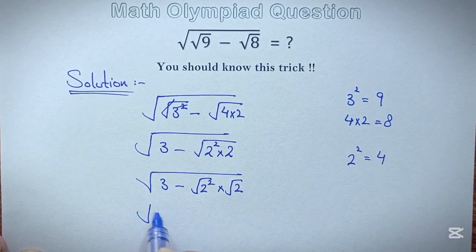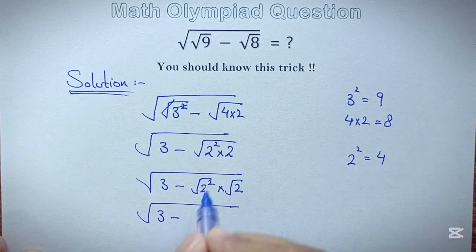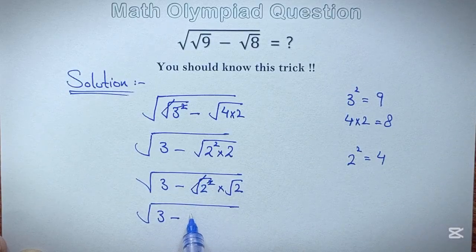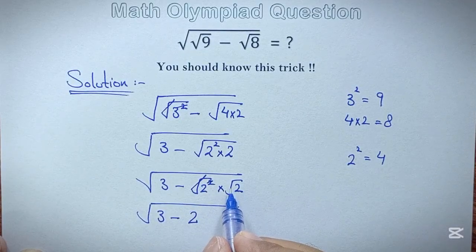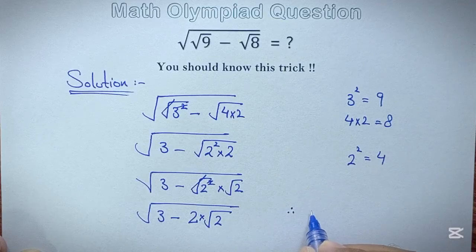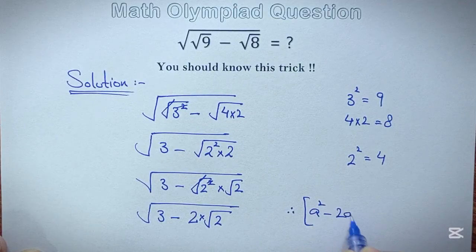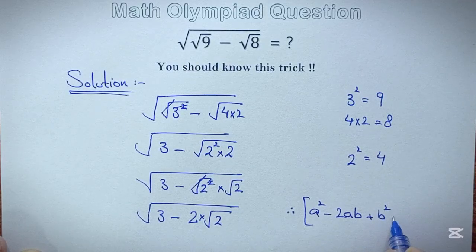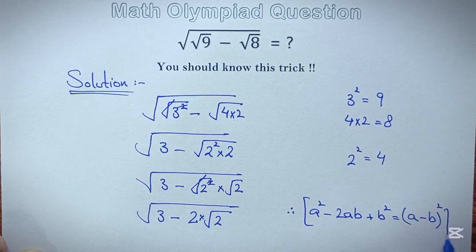In the next step, the square will cut with the under root, so right here 3 minus 2 times under root of 2. Hello, are you with me, right? Here, to simplify our question, we will transform it into the form of this formula: a squared minus 2ab plus b squared, which is equal to a minus b whole squared.